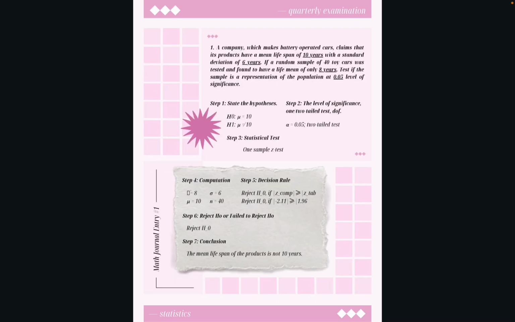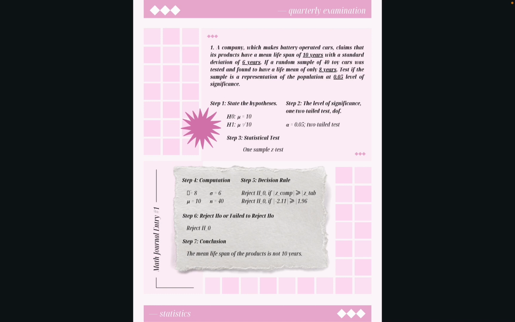First problem: a company which makes battery-operated cars claims that its product has a mean lifespan of 10 years with a standard deviation of 6 years. If a random sample of 40 toy cars was tested and found to have a mean life of only 8 years, test if the sample is a representation of the population at the 0.05 level of significance.